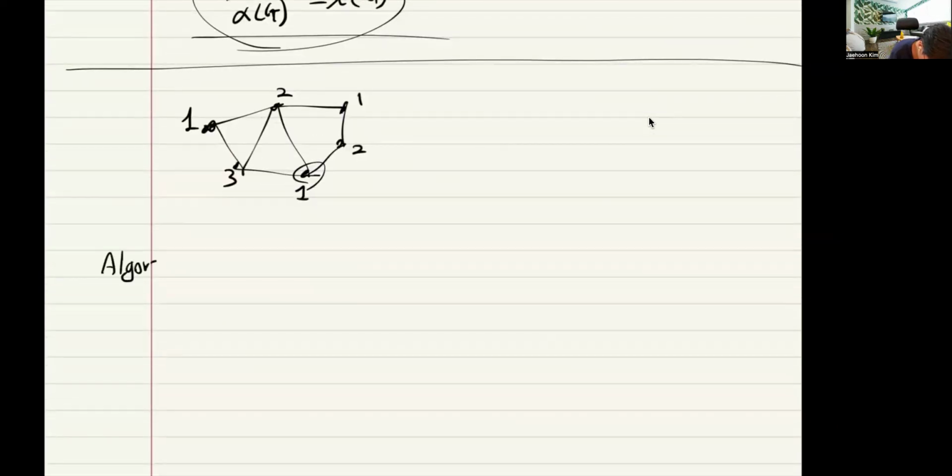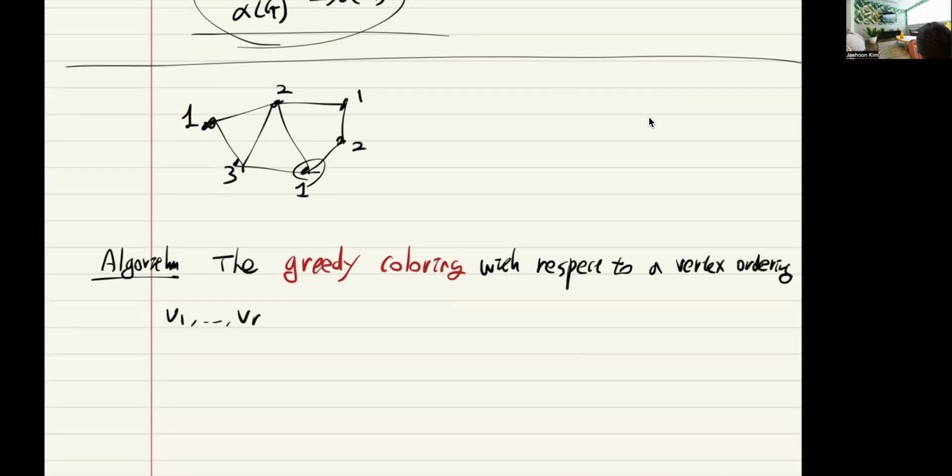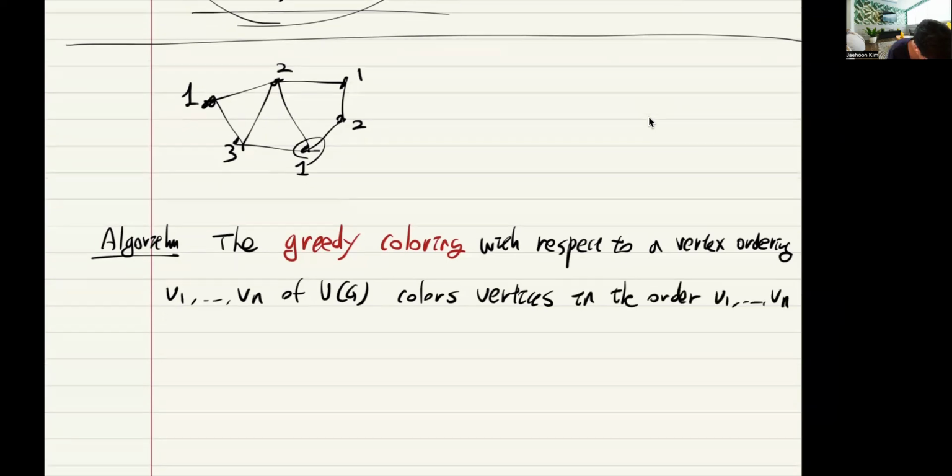So let's give a name to what we did. This is some sort of algorithm whose name is greedy coloring. Greedy coloring with respect to a vertex ordering. So let's say the vertex ordering is v1 to vn, the vertices of the graph in order. And then what it does is it colors the vertices in the order v1 to vn.